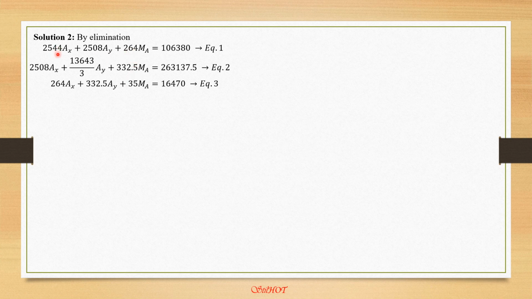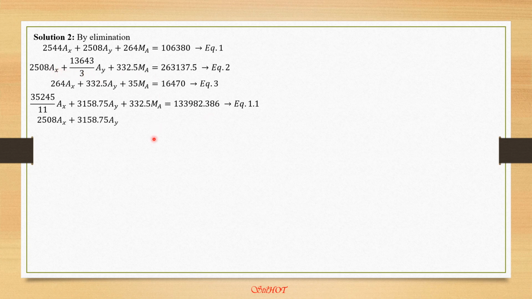So this becomes 2544 times 332.5 over 264. So that's 35,245 over 11 AX. Then 2508 times 332.5 divided by 264, 3,158.75 AY. Then plus 332.5 MA. Then 106,380 times 332.5 divided by 264 is 133,982.386. So let's call that equation 1.1. Then we subtract equation 2. So let's simplify.